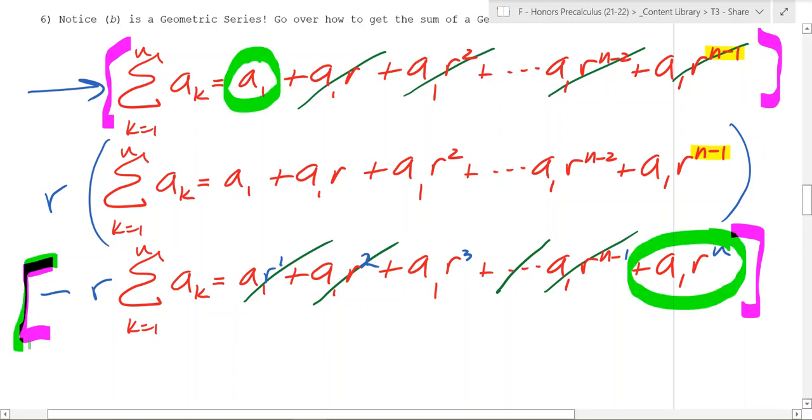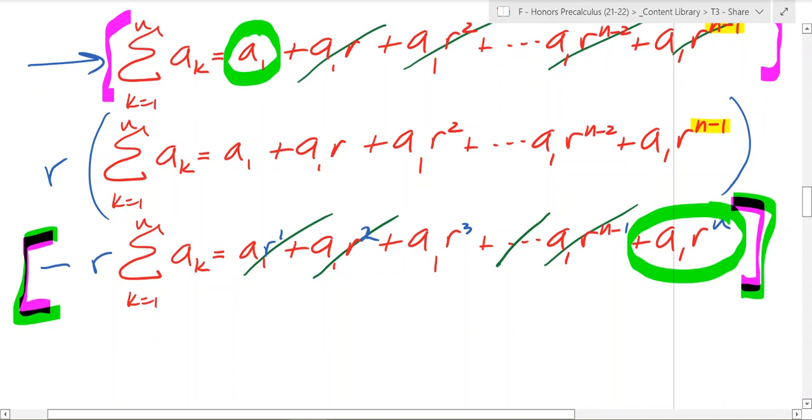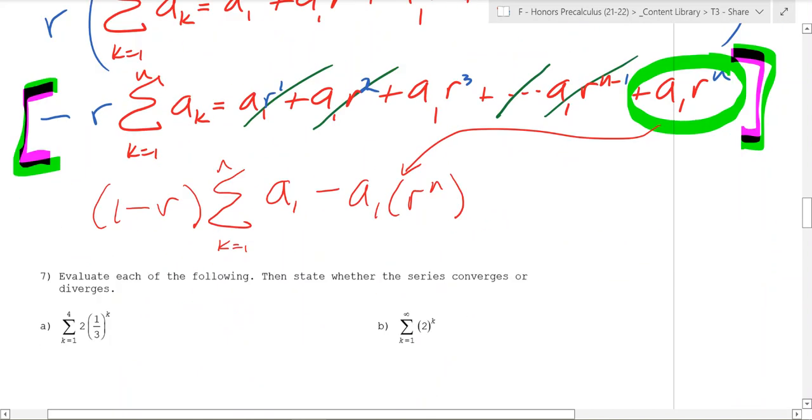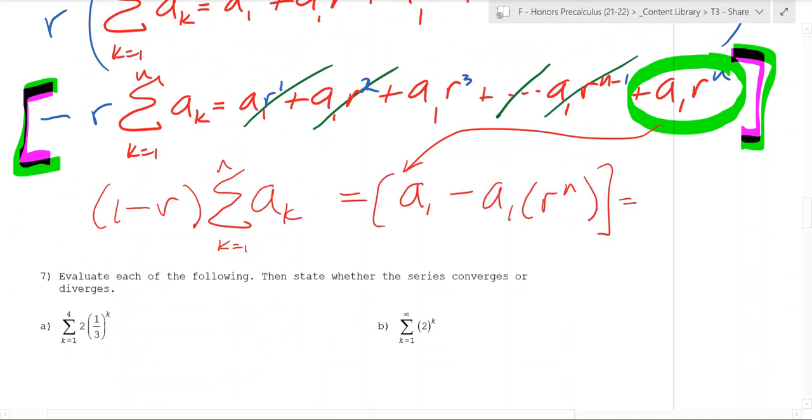If you subtract this line from the first line, you end up with the first one minus the second, so you end up with 1 minus r times the summation of k equals 1 to n. You get just a1 here, and then you end up with this one right here, a1 times r to the n. And what this ends up being is super cool because it means you are able to isolate the original thing right here.